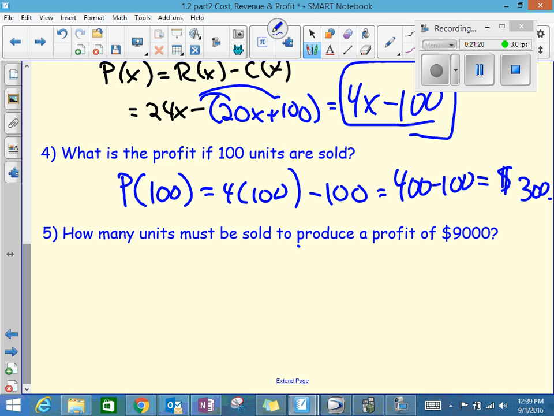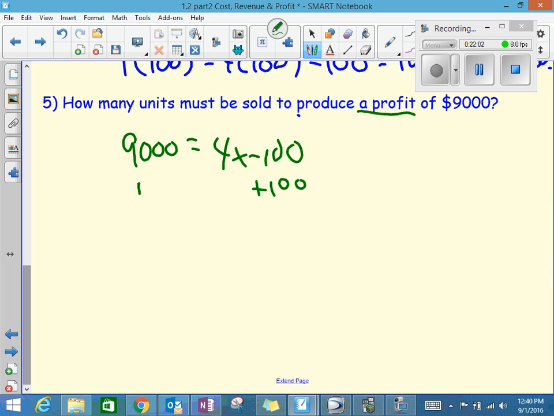So let's say their goal is to make $9,000, and they need to know how many units they need to sell in order to realize that $9,000. So how would we do that? Where would we put that $9,000? Right, P equals $9,000, and then we're solving for x. So we'd say 9,000 equals 4x minus 100. Again, we're trying to find profit, so we're using our P(x) equation, setting it equal to 9,000, and solving for x.